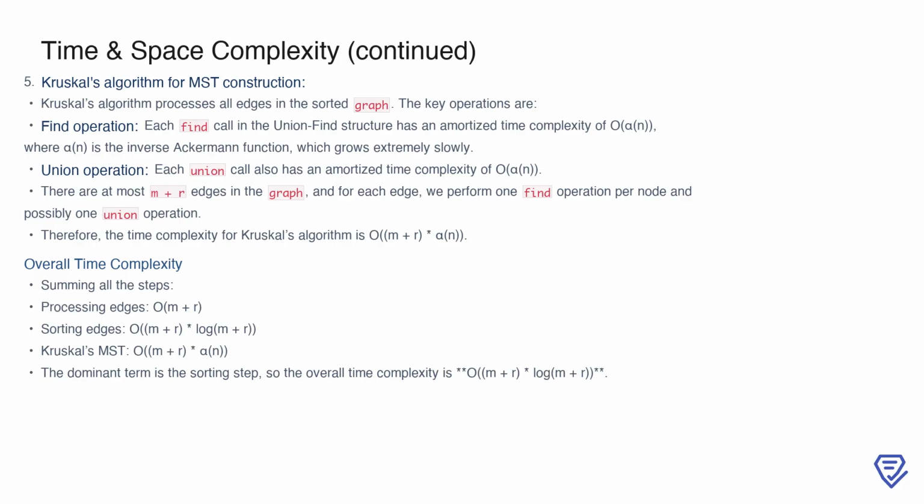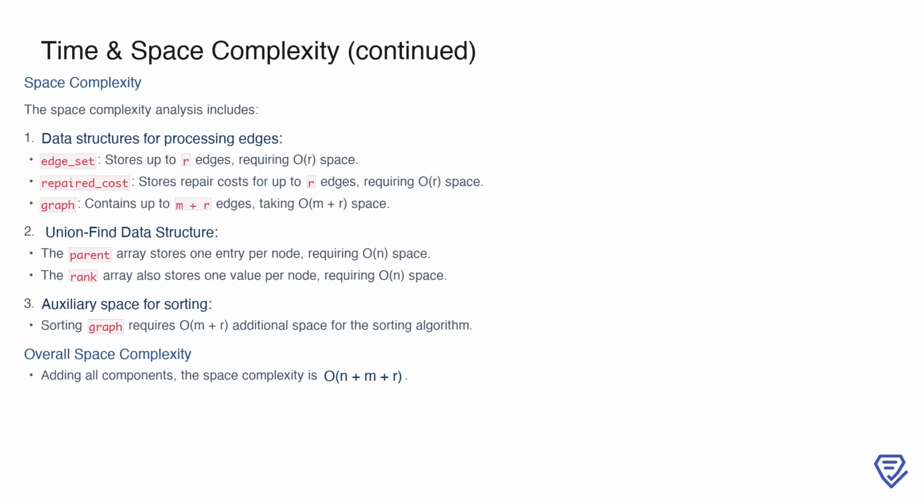When we sum up the time complexities of all the steps, we get O(M plus r) for processing edges, O((M plus r) log (m plus r)) for sorting, and O((M plus r) alpha(n)) for Kruskal's MST construction. Since sorting dominates, the overall time complexity of the solution is O((M plus r) log (m plus r)). Let's now consider the space complexity of the solution.